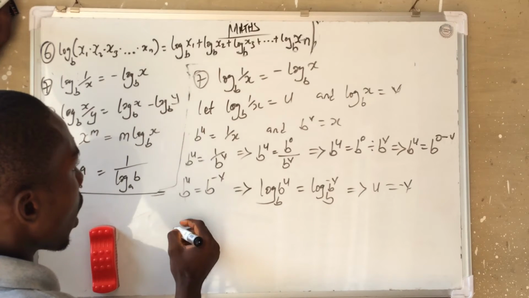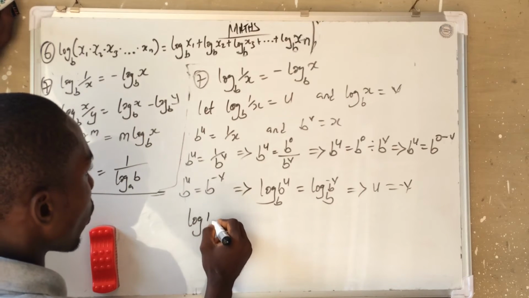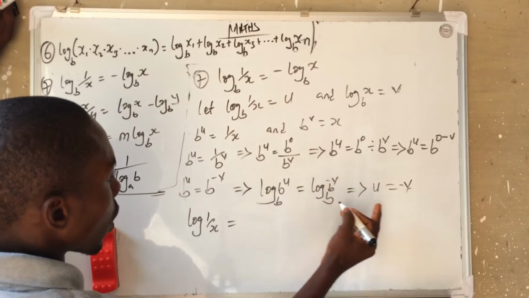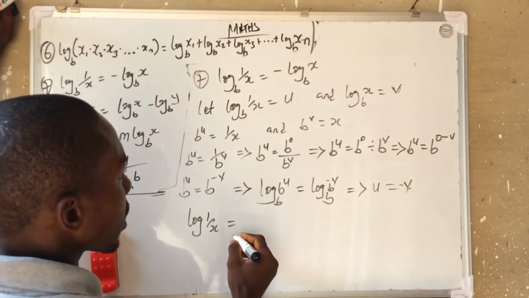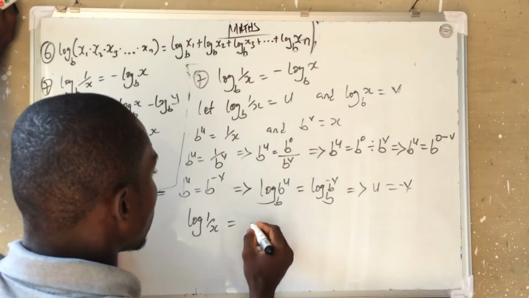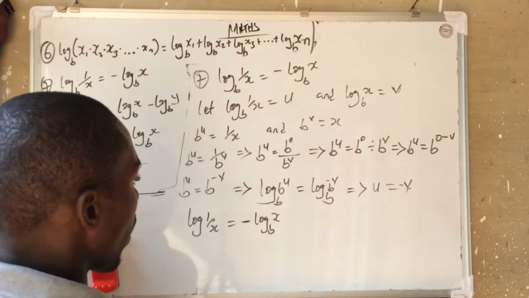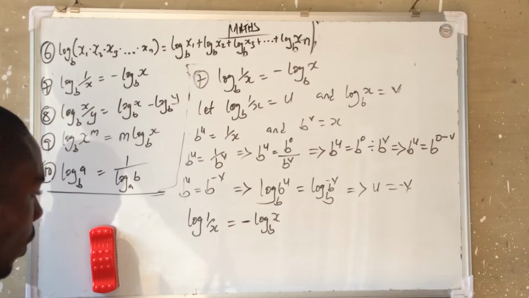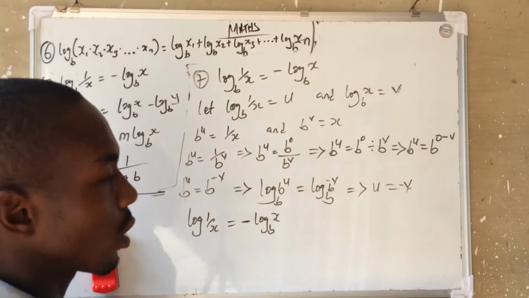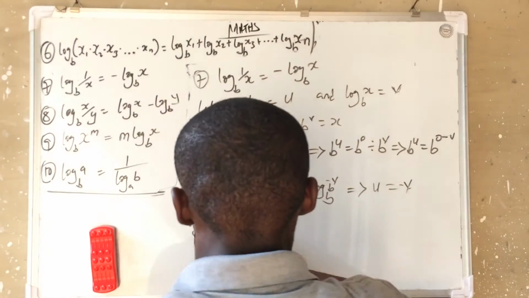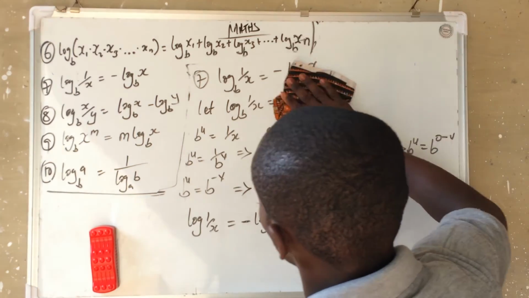So what is our u? Our u is log of 1 over x is equal to what? What is our negative v? Remember that v is equal to this. The negative v is negative log base b of x. Actually, there is another way I can solve this, but that will come in the next video. So this is how I solve number 7.